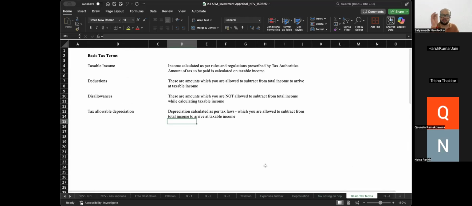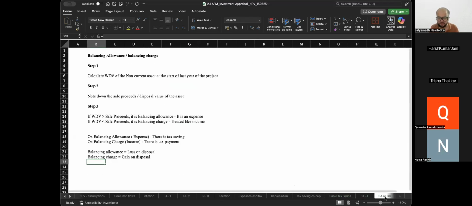Now, there are certain questions where they will mention that XYZ expenditure is not allowed for tax purposes, which means although you will subtract that as a cash flow, you will not consider that for the tax saving calculation. We have done one such question.